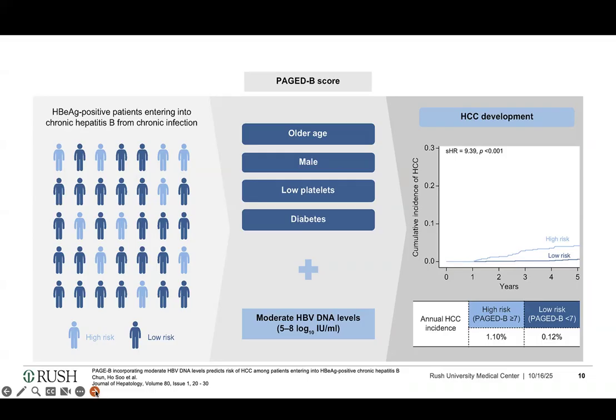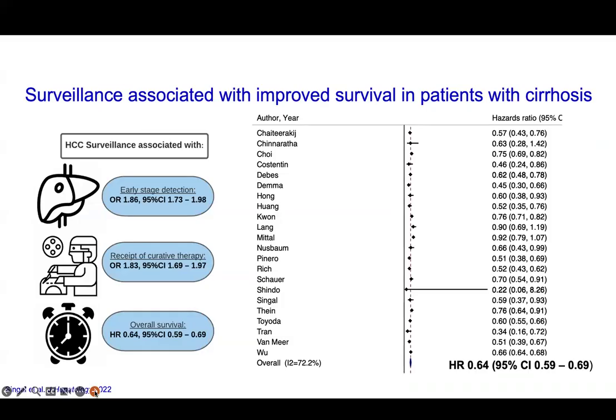If you have someone who has Hep B and also metabolic risk and is a man with a family history of liver cancer that is getting older, you want to really keep them engaged in these surveillance protocols because their risk of liver cancer is high enough that you don't want to miss that.